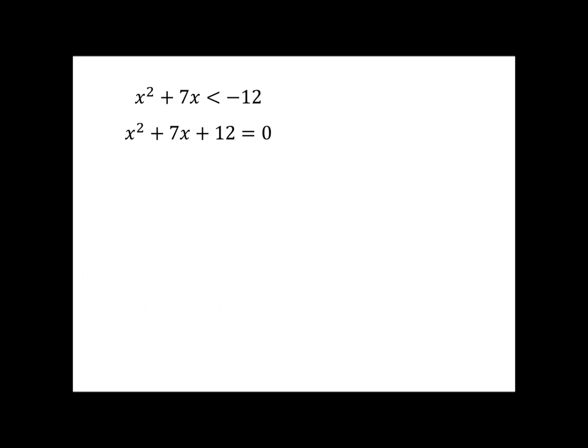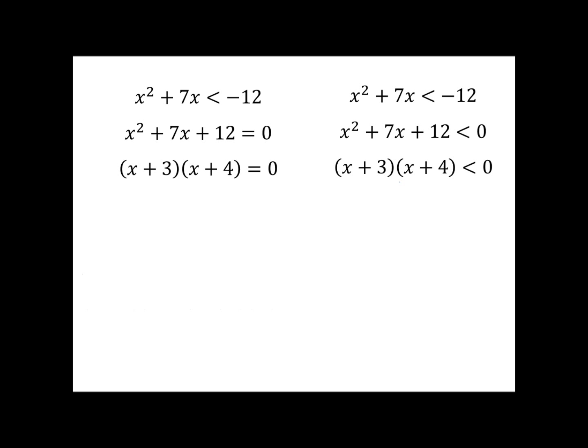I also moved that 12 over so that we are ready to factor. We go ahead and factor it. We've got the factor x plus 3 times x plus 4 equals 0. Now, we know how to solve this quadratic equation. We know how to solve this factor equation. That's why we wrote it as an equation. But honestly, you can do the exact same thing with the inequality.